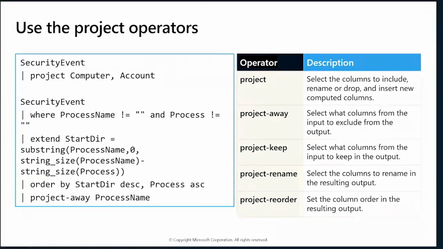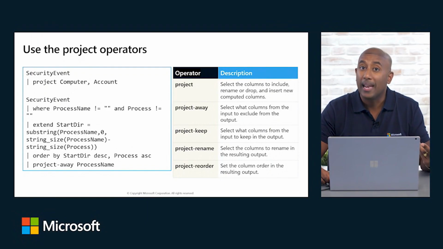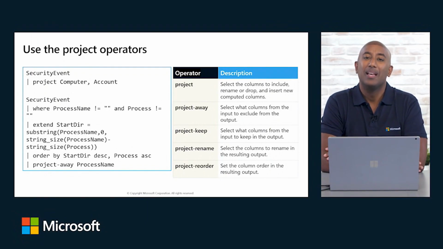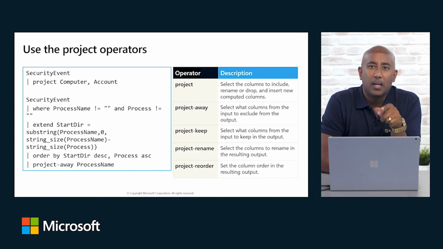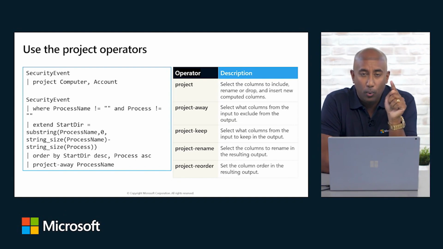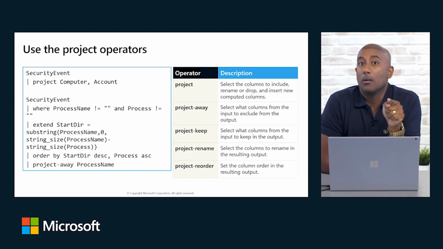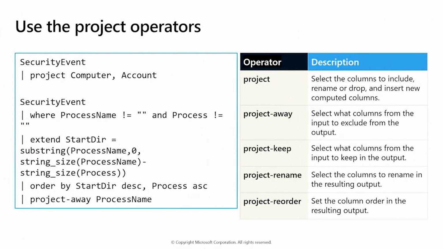The project operators control what columns to include, add, remove, or rename in the result set of a statement. There are multiple types of project operators. The table on the right is a list of the variations. See the descriptions of the operator. With project, you select the columns to include, rename, or drop and insert new computed columns. With project-rename, you select the columns to rename in the resulting output. And with project-reorder, you set the column order in the resulting output.